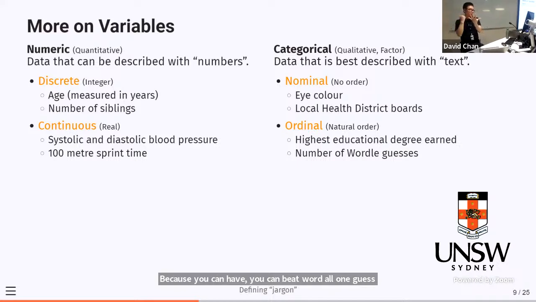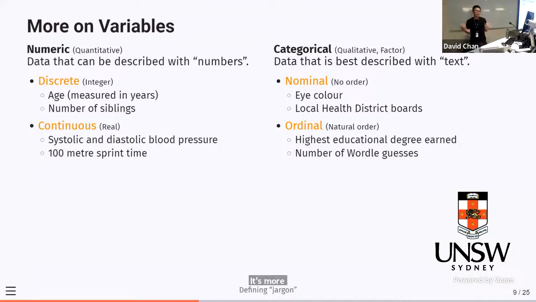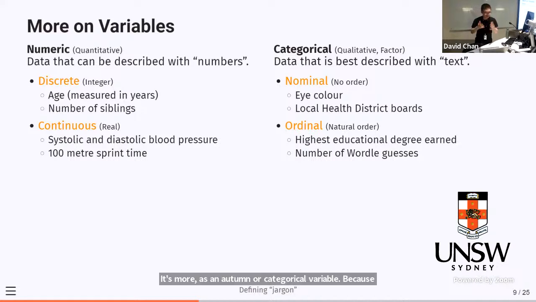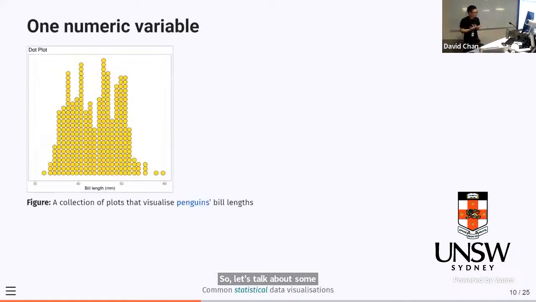So even though most of the values you can observe are numeric, because the last thing, a loss, is best described with some text, it's more accurate to describe it as an ordinal categorical variable, because it can go from best placement to worst. So that's a lot of the jargon I'll be using throughout this talk, just defining variables and observations. So let's talk about common statistical data visualizations first, I should say.